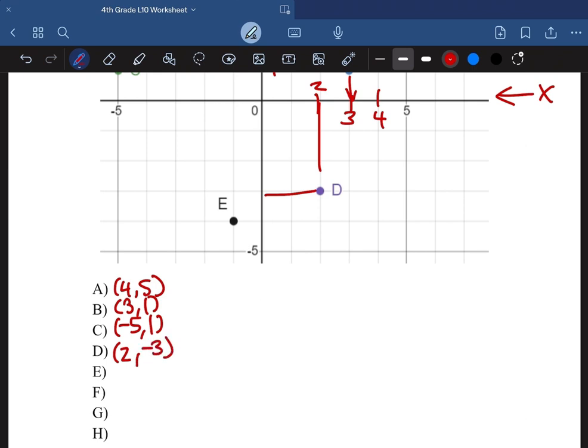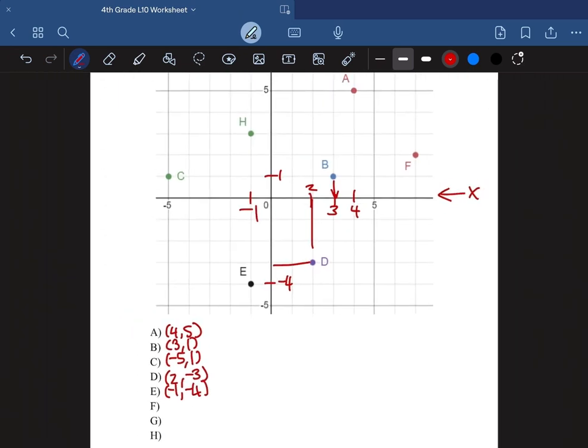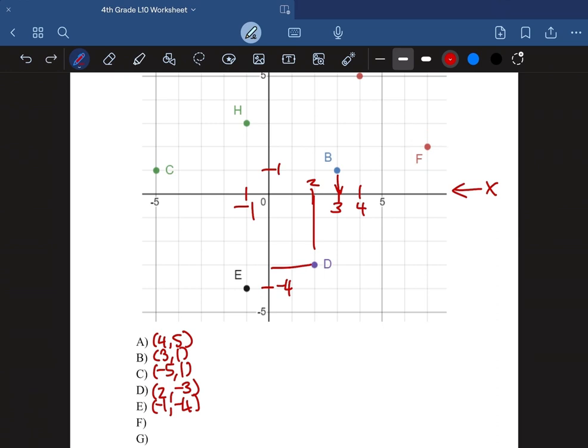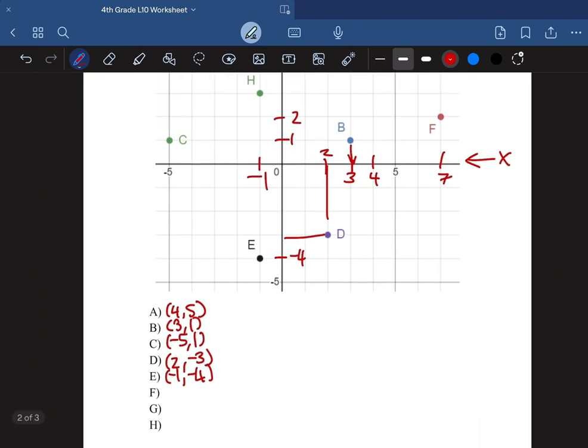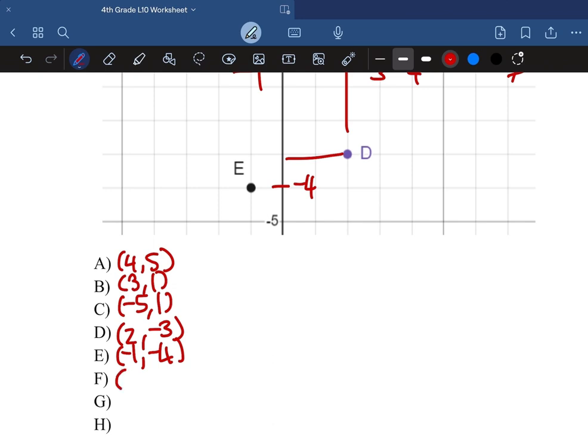For E, it's located at x is equal to -1 and y is equal to -4. So we would write this as -1, -4. Point F, so at this point, if you look at the x-axis, it's located at x is equal to 7 and y is equal to 2. So we would write this as 7, 2.